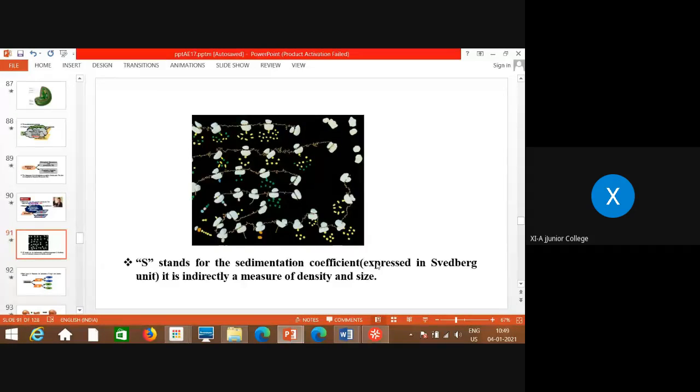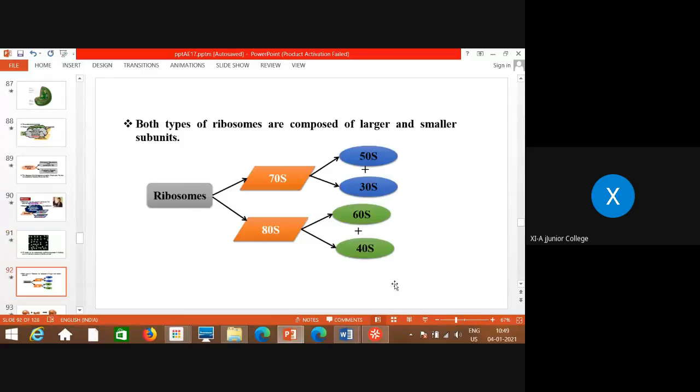Now, this is the diagram which is showing the presence of ribosomes. This is a single ribosome, and these are forming chain-like structures. When ribosomes are in a chain, they are called polysomes. And why are we using 70S and 80S? S stands for sedimentation coefficient, that is called Svedberg's unit, that measures the density and size of the ribosomes. So 70S and 80S, that is what we call them.